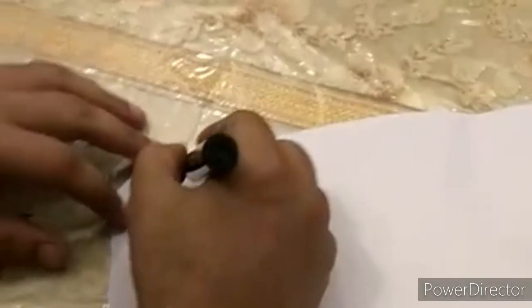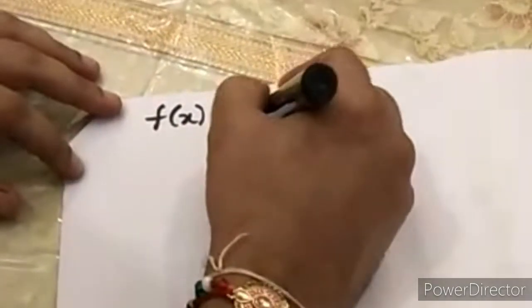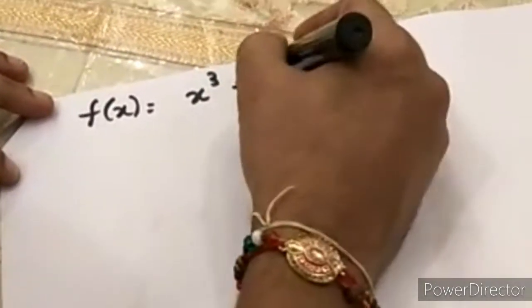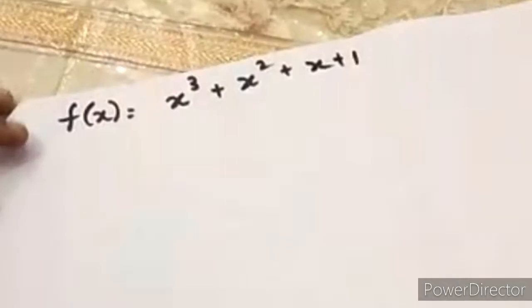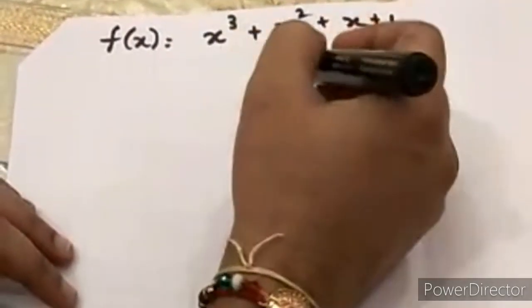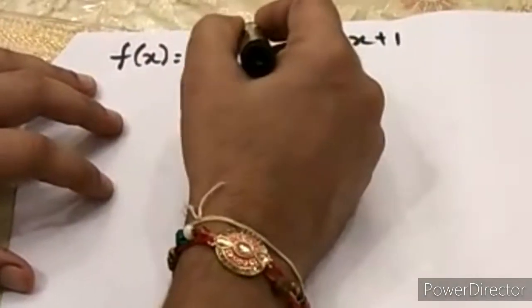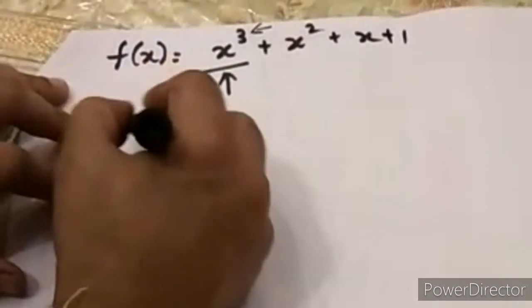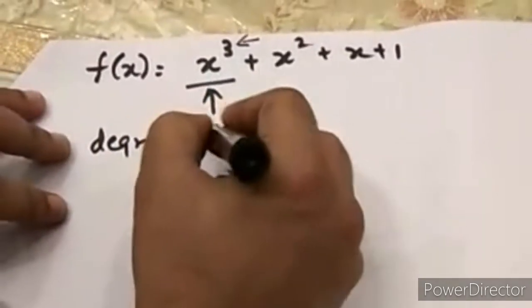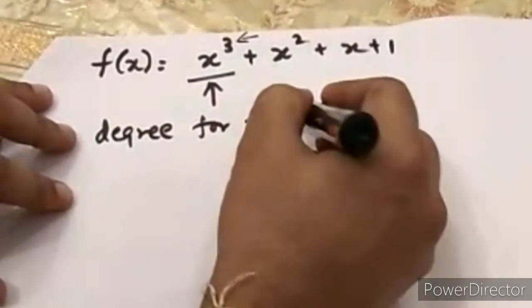Now the question is, what is the degree? Well, the degree of any polynomial is simply the highest power of the variable. Here, what is the highest power? This term has the highest power of 3. So, the degree for this function is 3.